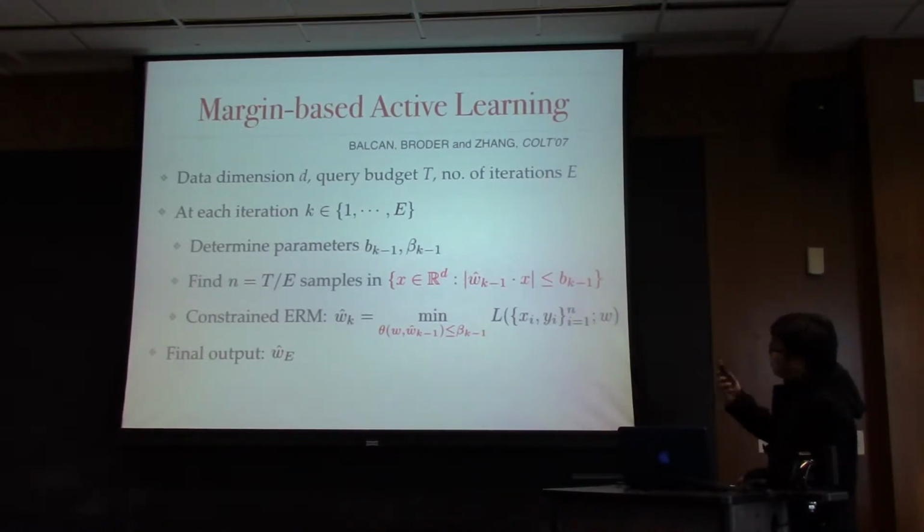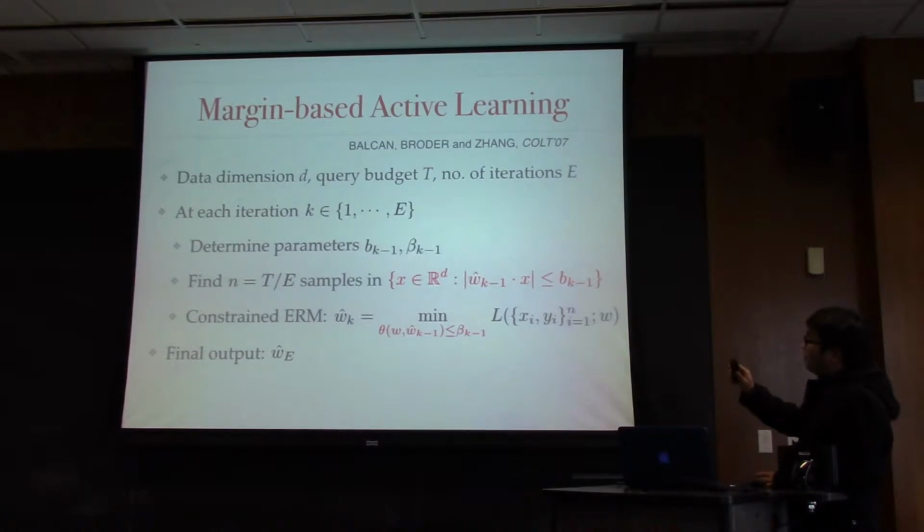So at each iteration k, I will do the following three things. First, I will determine two parameters. The b_{k-1} parameter I will call a margin parameter, and the beta_{k-1} parameter is kind of a search parameter. The next step is I find small n samples, where small n would be capital T over capital E. In this way, I have an equal number of samples per iteration.